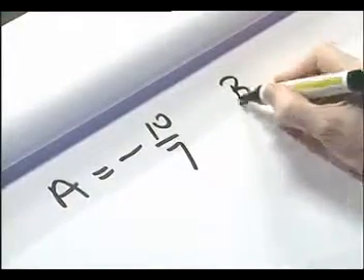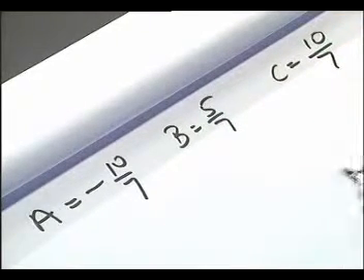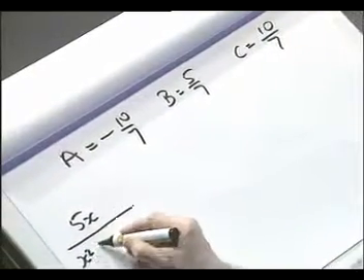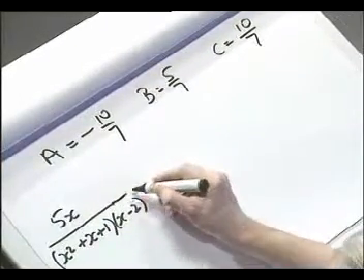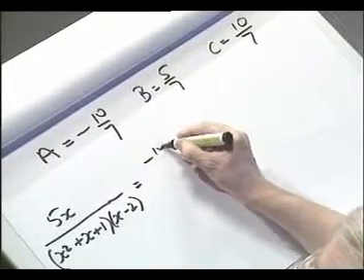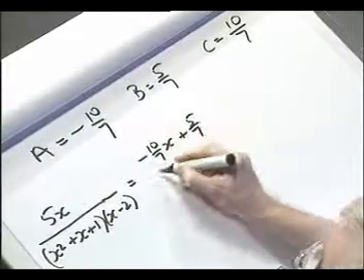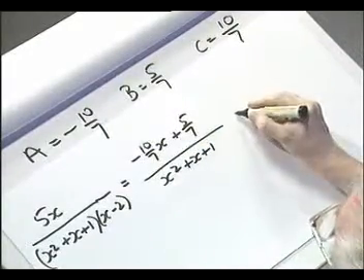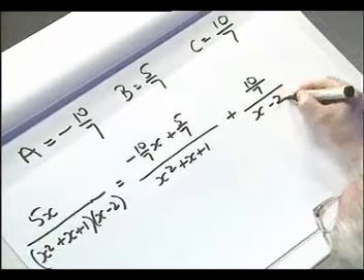So we have a equal to minus 10 over 7, b equal to 5 over 7, and c equal to 10 over 7. This means that 5x over (x squared plus x plus 1)(x minus 2) is equal to (ax, which is minus 10 over 7 x, plus b, which is 5 over 7) all over (x squared plus x plus 1), plus c, which is 10 over 7, over (x minus 2).